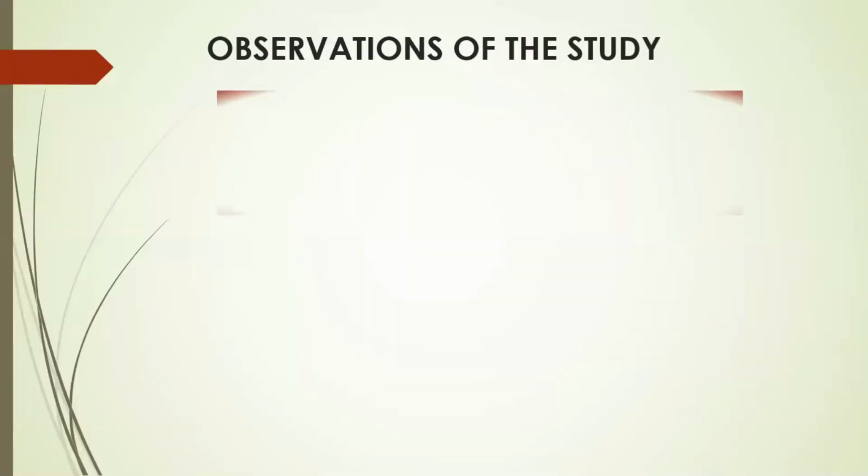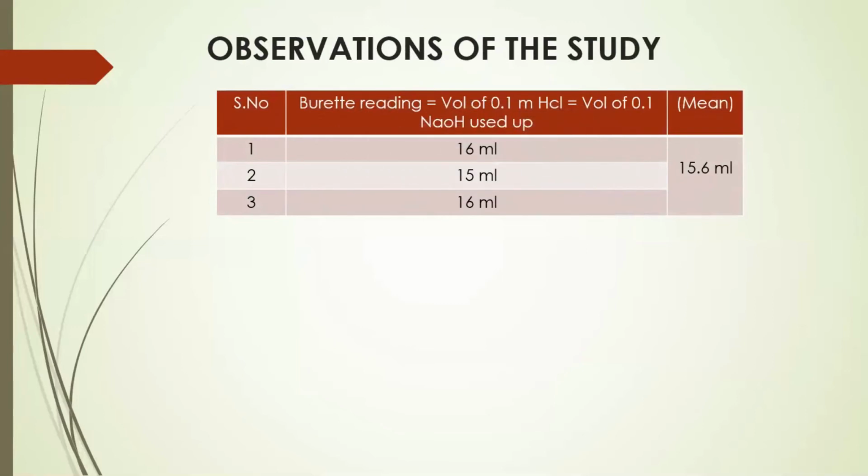Observations of the study. After the experimentation, write down the observations of the study in the table as shown in the video. Burette reading is the volume of 0.1 molar HCl, or the volume of 0.1 molar NaOH used up. The second column shows the mean burette reading. Volume of 0.1 molar HCl is equal to volume of 0.1 molar NaOH used up.